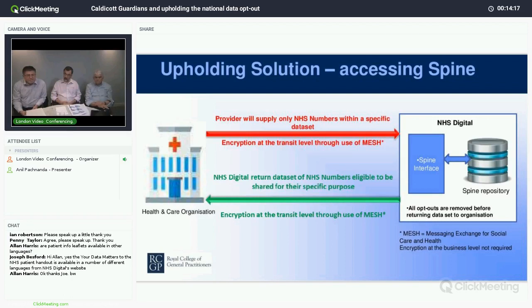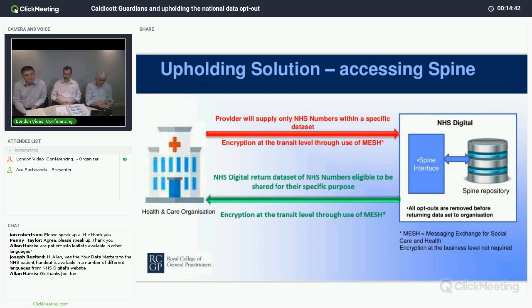I think the other thing I would say before I walk you through exactly how the solution works is that this solution is already in play across trusts and practices in particular. It's used for transfer of path lab results, and it's also used for the visitors and migrant service. So it's been modelled on something that's already out there and proven in live environments. So I'll just walk you through quickly how it works.